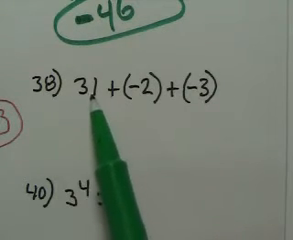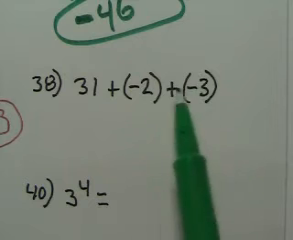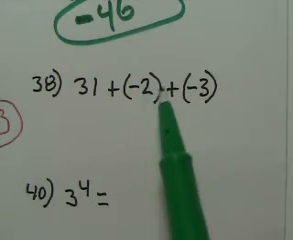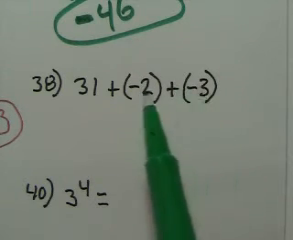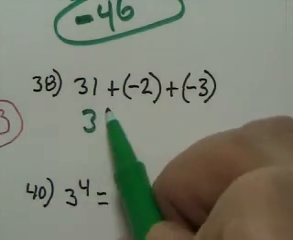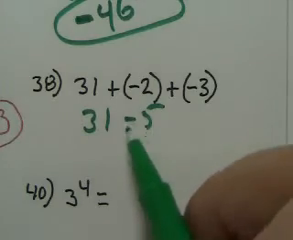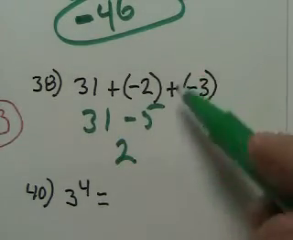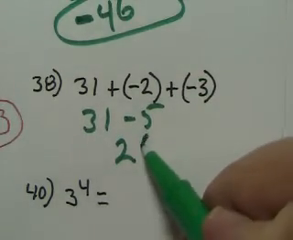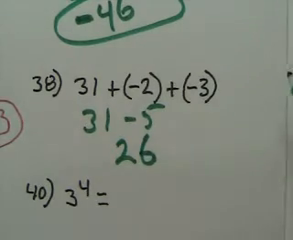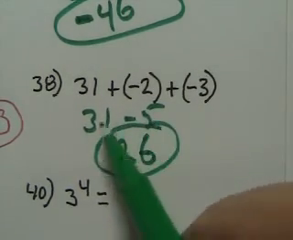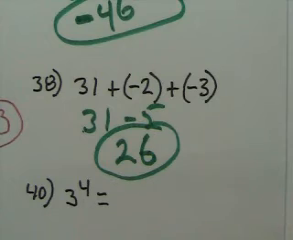Number 38, I have 31, and then I have these negative numbers. Together, same signs you add. So negative 2 and negative 3 makes negative 5. So really, I have 31 and negative 5. 31 minus 5 is 26. And there's more positive, so it's positive.